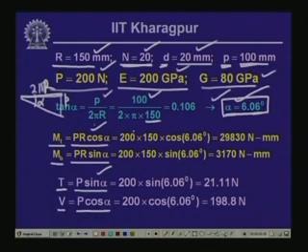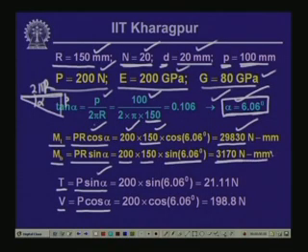So, the value of P is given as 200, R is 150 and cos of 6.06. This gives us a value of 29,830 Newton millimeter. So, this much is the twisting moment. For the bending moment, likewise we have 200 into 150 into sin of 6.06 degree, which is equal to 3170 Newton millimeter. So, this much is the bending moment.